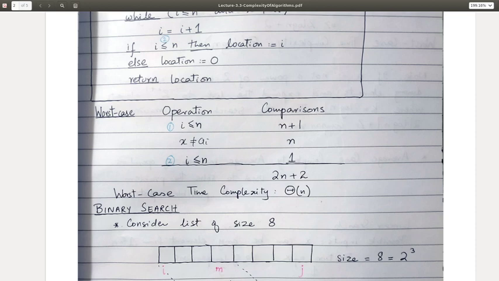Yes, Tanya, it's just a theoretical thing. Theta of n just means that it's bounded above and bounded below.